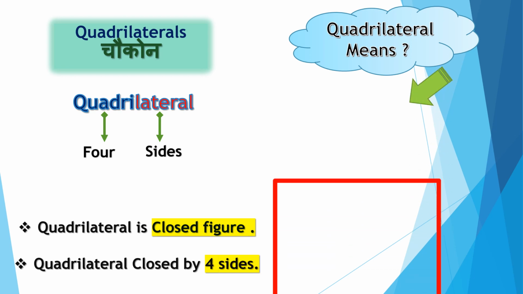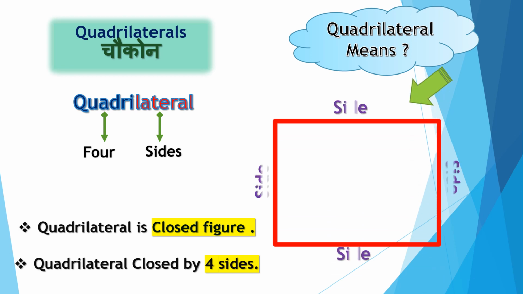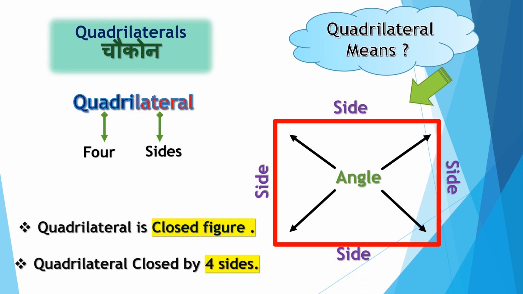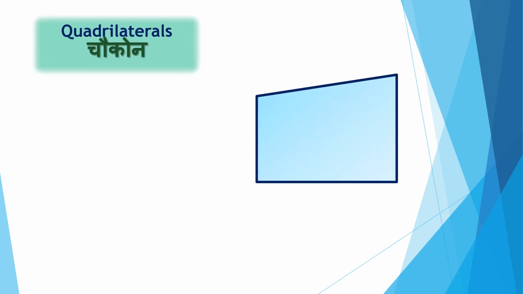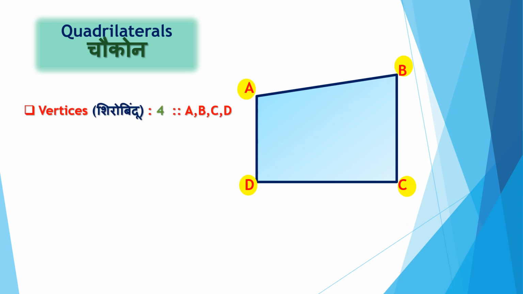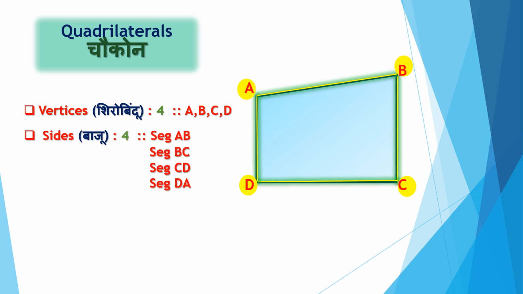On your screen we see a figure of a quadrilateral. We see four sides and four angles. Now we see another figure of a quadrilateral and we name it quadrilateral ABCD. Here we see four vertices, that is vertices A, B, C and D. We see four segments, that means four sides of the quadrilateral, that is segment AB, segment BC, segment CD and segment DA. There are four angles, that is angle A, angle B, angle C and angle D.